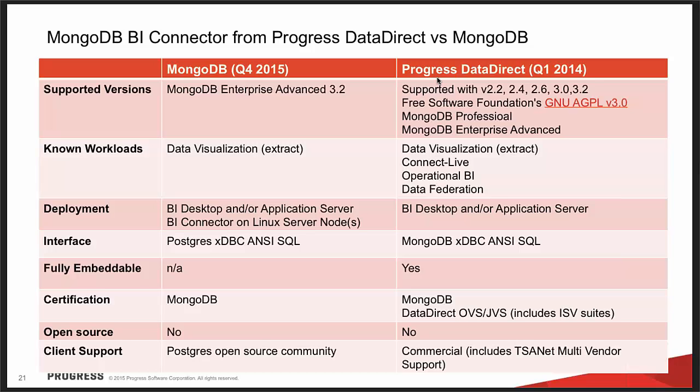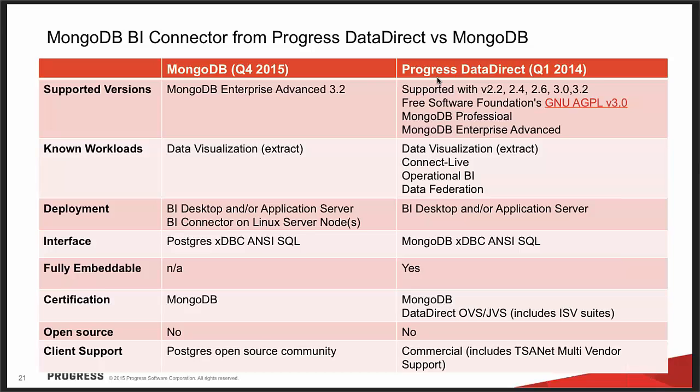works best for you. And you can see if we start, there's the supported versions. The MongoDB BI Connector is supported with MongoDB Enterprise Advanced 3.2, and the Progress DataDirect one supports multiple versions. I see a typo on the word professional, but we support all the different versions from 2.2 to 3.2: free, professional, Enterprise Advanced.